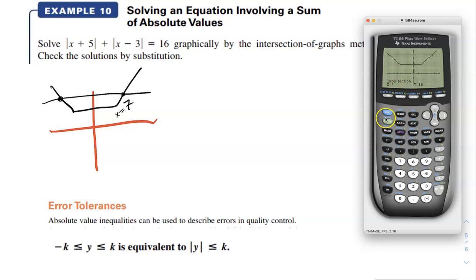And then do the same to the other side. Second intersection. Press up, move it all the way over there. On the calculator, it's a little easier to press second than this. On the computer, it's a lot easier just to scroll. And I get -9. So my answer is x equals -9 or 7.